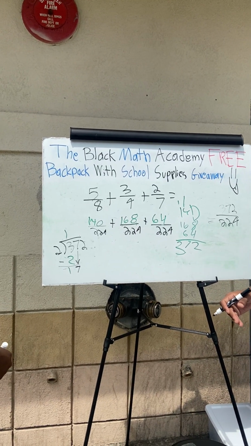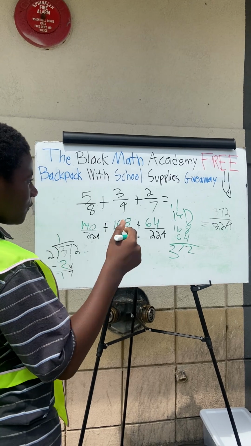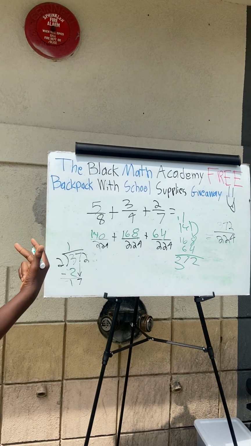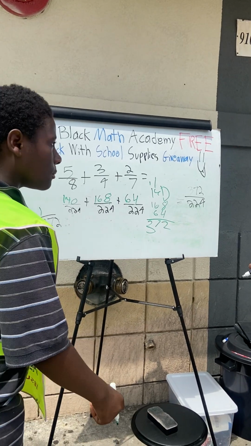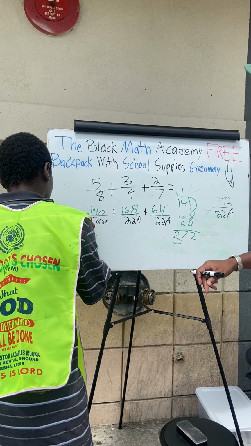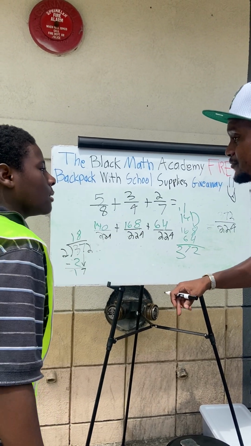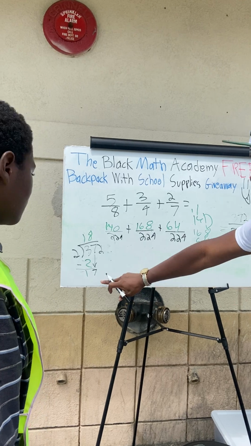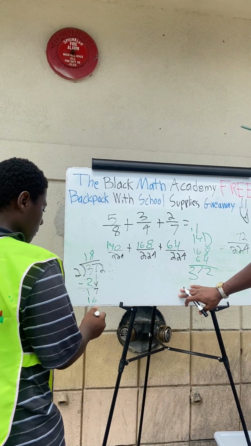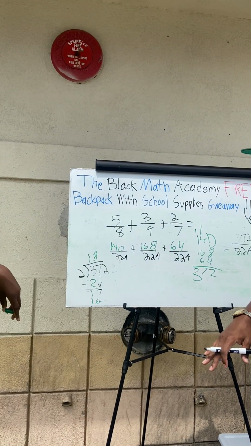6, 8, 10... 7? That's 7. Try again. No, 8. Put the 8 above the 7. 8 times 2 is 16. Write 16 underneath the 17. Subtract it. 17 minus 16 is 1.